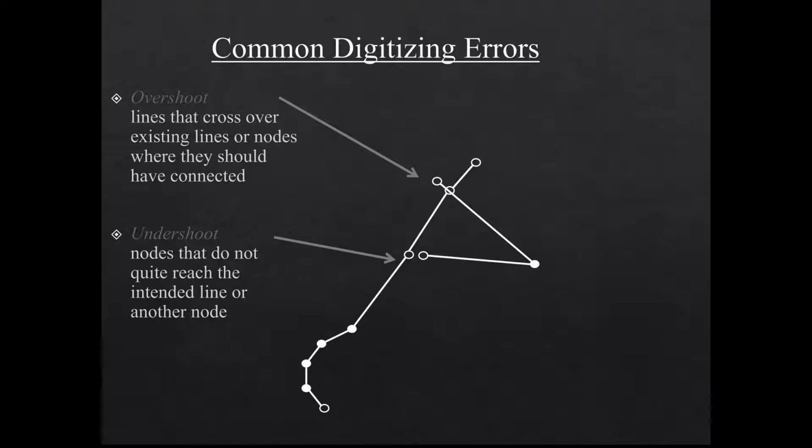An undershoot is when nodes do not quite reach the intended line or node. Going back to the pipeline example, if the 2 pipelines do not intersect because the second pipeline was terminated just short of where the pipeline was supposed to connect, this would be considered an undershoot.